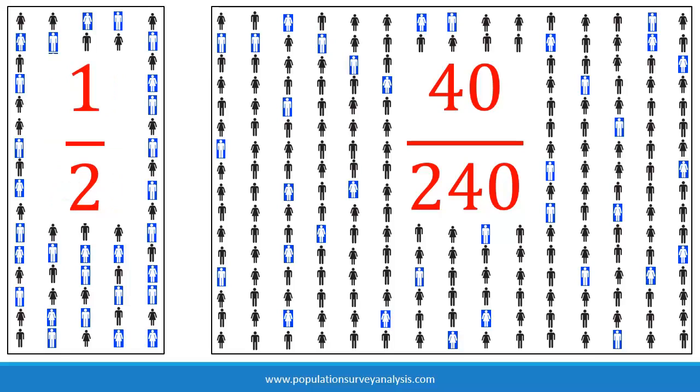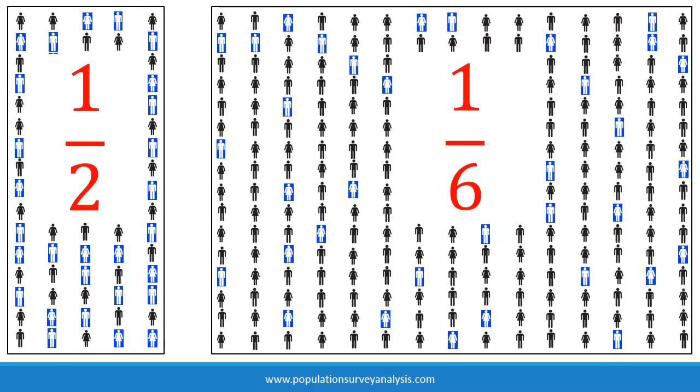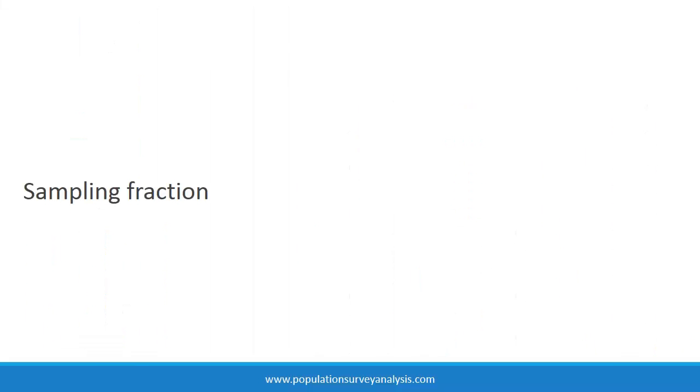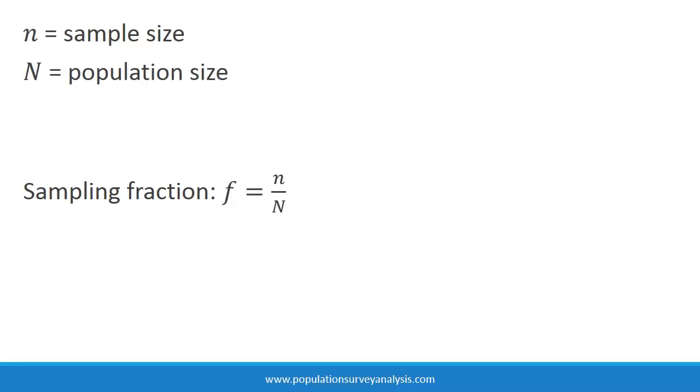Because we capture 1/2 of the total population in that sample, where we only capture 1/6 of the total population in the larger village. In other words, we gain confidence or precision in our estimates when the sample captures a larger fraction of the total population. In sampling terminology, we call this the sampling fraction. The sampling fraction f is equal to small n, the sample size, divided by big N, the population size.